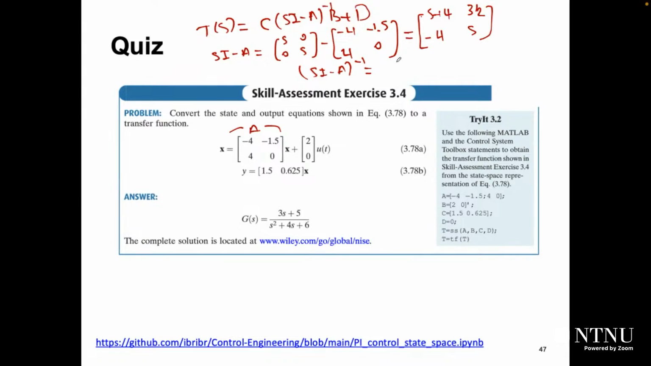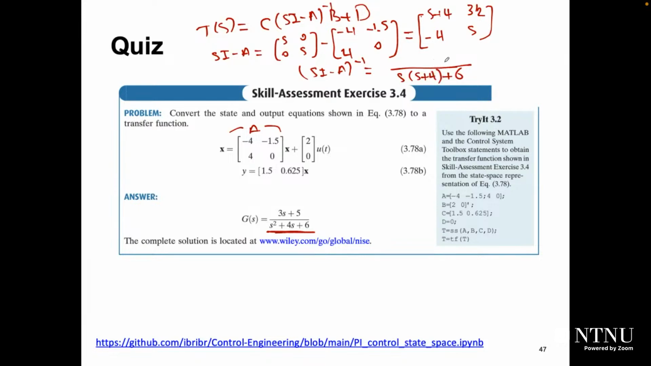So if you need to get this inverse, we need to divide by the determinant of this matrix, which will be S multiplied by S plus 4, minus 4 multiplied by 3 divided by 4, so it will be S multiplied by S plus 4, minus, it will be plus 4 multiplied by 3 by 2, so it will be 6, right? As you can see here, we got the same number here. So it will be S squared plus 4S plus 6.